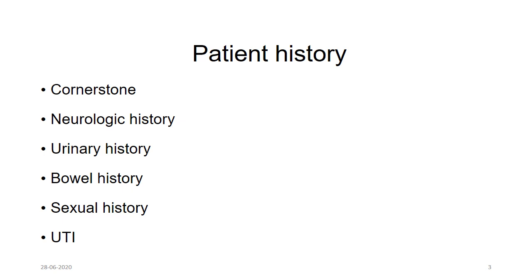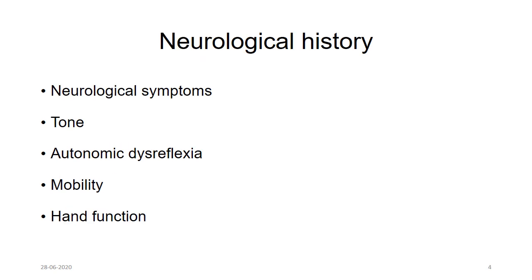Now, patient history. Taking a thorough history is the cornerstone of evaluation. Along with the neurological history, we have to take history regarding urology, bowel, sexual history, etc. There may be features of recurrent urinary tract infection in the history. Now moving to neurological history.